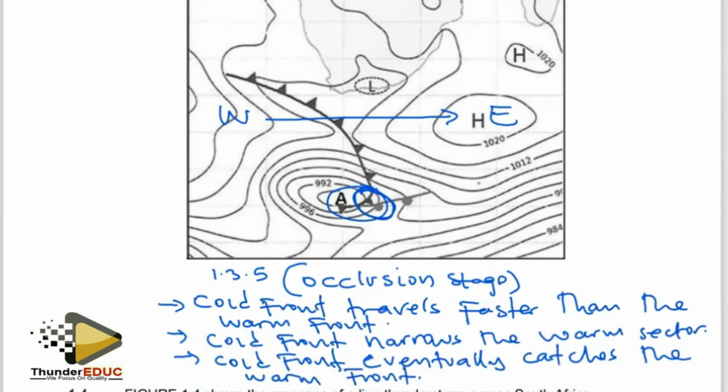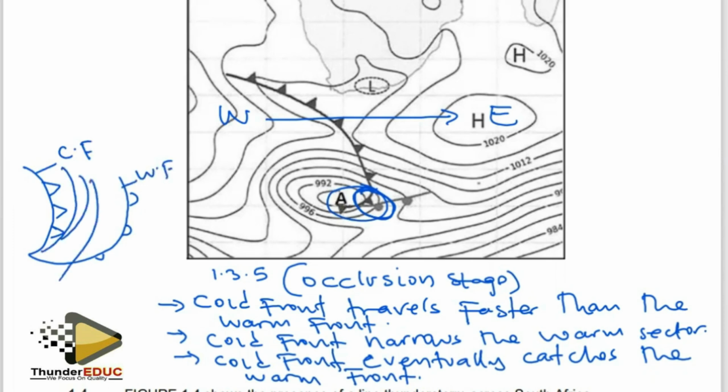So what does that mean? If you look at the mature stage, for example, this could be our cold front. This is the warm front. But you know that the cold front is more dense, so it travels faster, so it keeps on narrowing the gap. Eventually, it will intercept the warm front, creating an occlusion. Right.